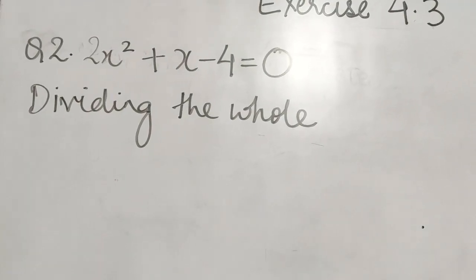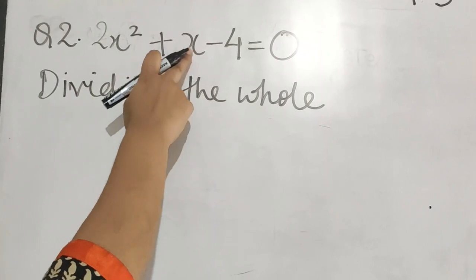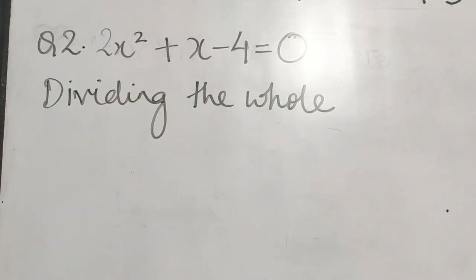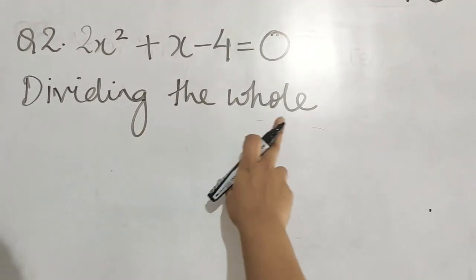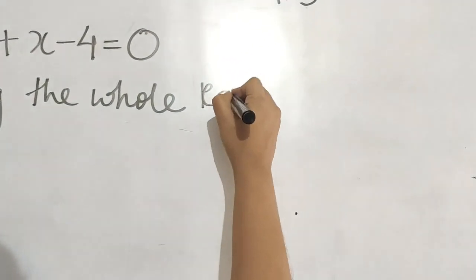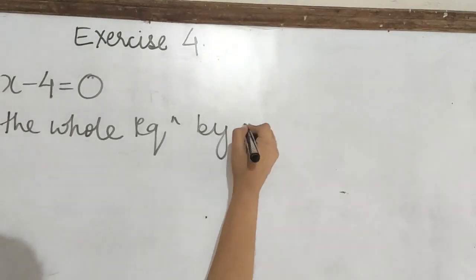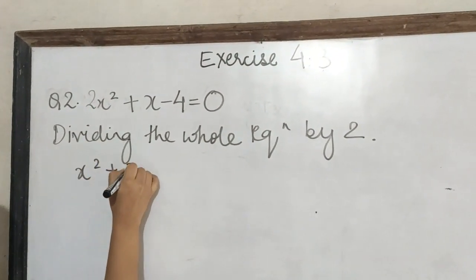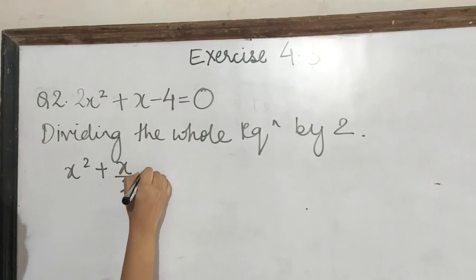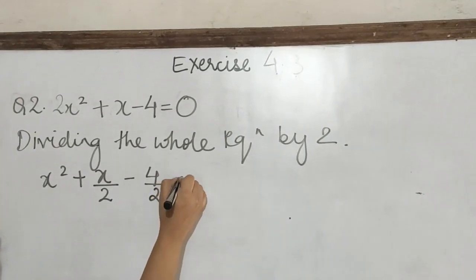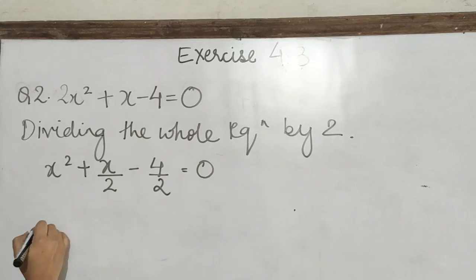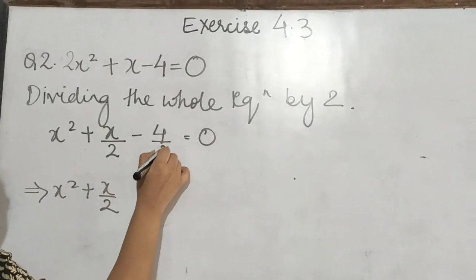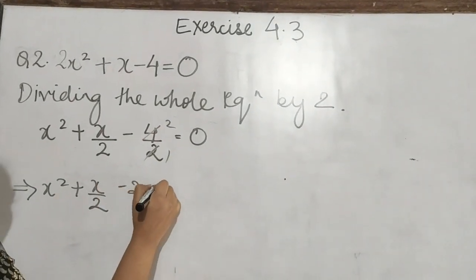Let us move on to the second question. It says 2x square plus x minus 4 equals 0. Again over here we are going to leave the coefficient of x square as 1. So we are going to divide the whole equation by 2. So you will get x square plus x upon 2 minus 4 upon 2 is equal to 0. So this will be x square plus x upon 2, 2 ones are 2, 2 twos are 4, minus 2 equals 0.